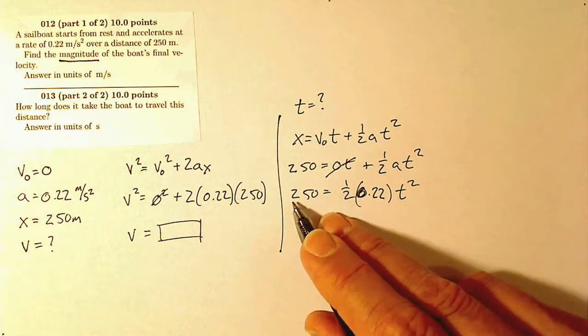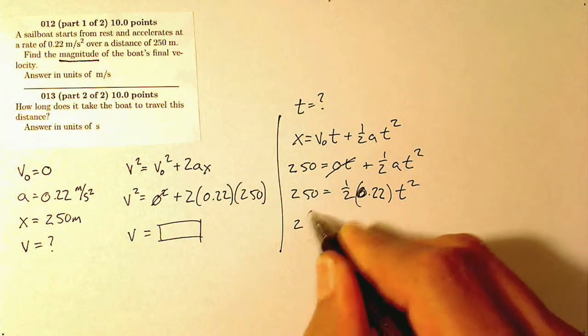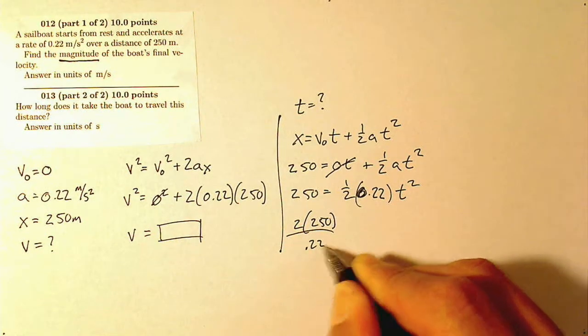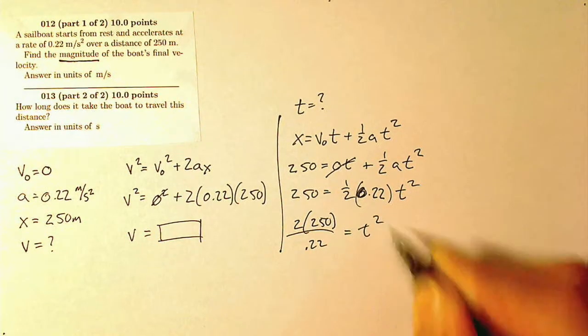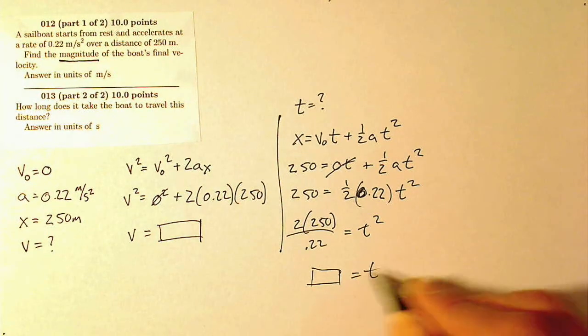So t squared is 250 times 1/2 times 0.22, so multiply by 2. Divide by 0.22, and that's going to be my time squared, so square root both sides, and there is my time when I do that math.